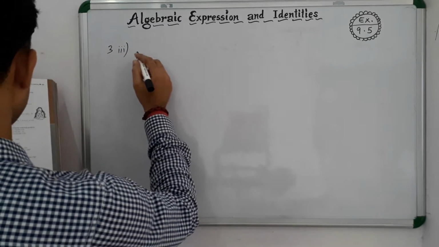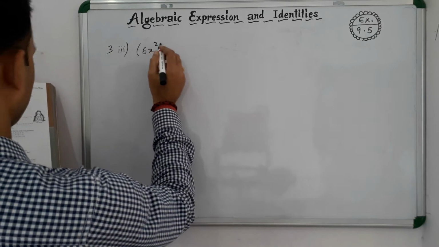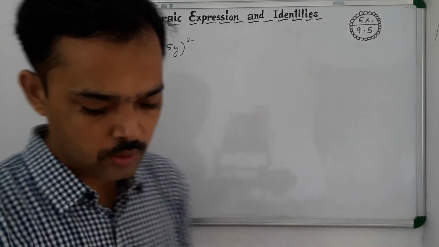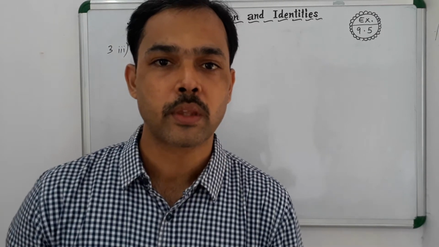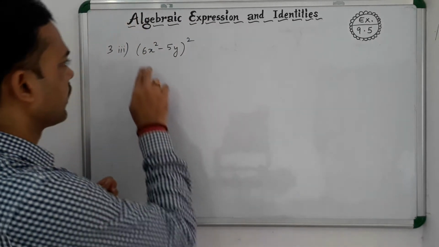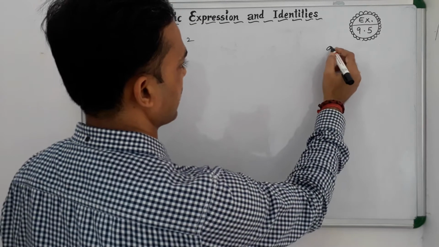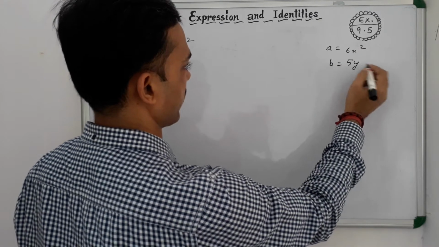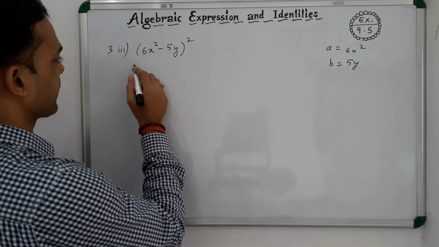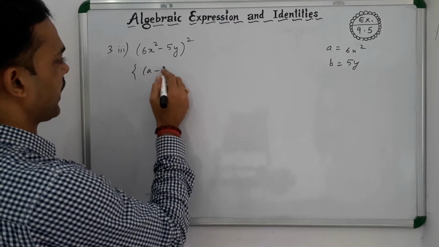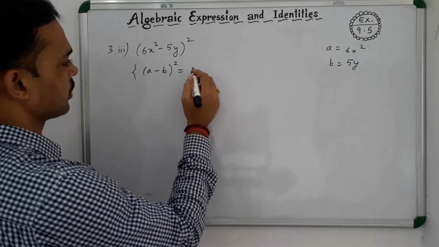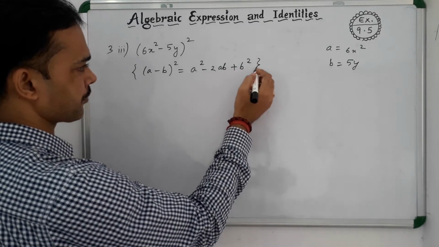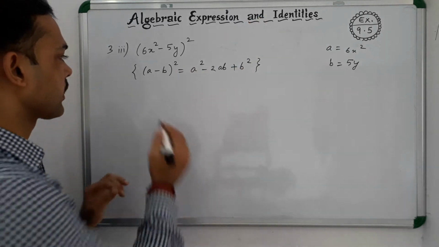In the third part, the question is (6x² − 5y)². So here we can use the identity (a − b)², where we can take a as 6x² and b as 5y. So, using (a − b)² = a² − 2ab + b². You people know this identity.